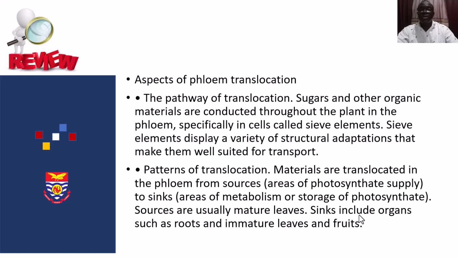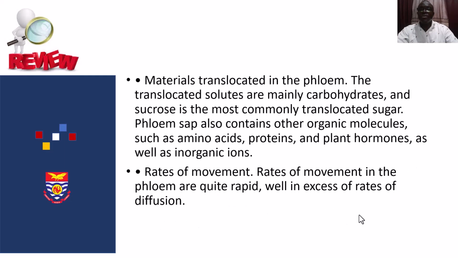Aspects of phloem translocation. The pathway of translocation: sugars and other organic materials are conducted throughout the plant in the phloem, specifically in cells called sieve elements. And the sieve elements display a variety of structural adaptations that make them well suited for transport. Patterns of translocation: materials are translocated in the phloem from sources to sinks. Sources are usually mature leaves. Sinks include organs such as roots and immature leaves and fruits.